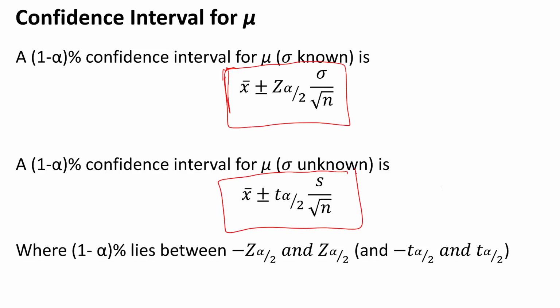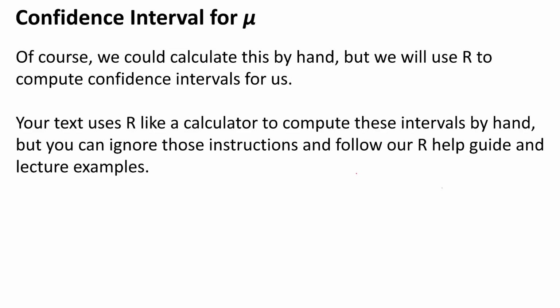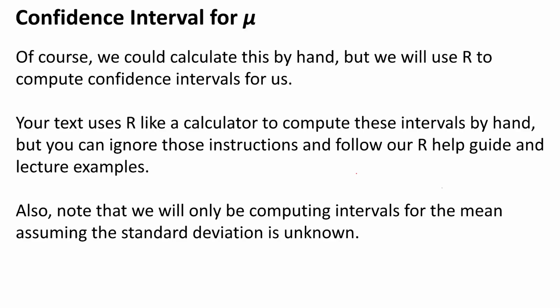And the 1 minus alpha % lies between those two values, plus or minus your z or t critical points. But we're not going to worry about hand computations. You probably hand computed a couple times in your previous stats classes, but again, we're using R. We're going to focus on the applied, and we're going to use R like people would do in practice. Of course, we can calculate it by hand, but we're going to use R. Your textbook shows the calculations for these confidence intervals using R like a calculator. You can ignore all of those instructions and follow our guide in these lecture notes and also in the R help guide in Canvas and our lecture examples.